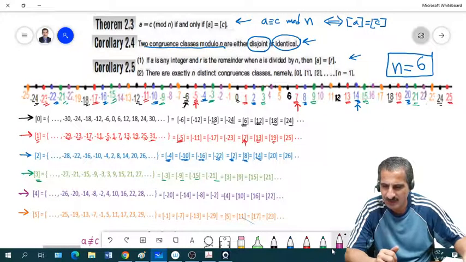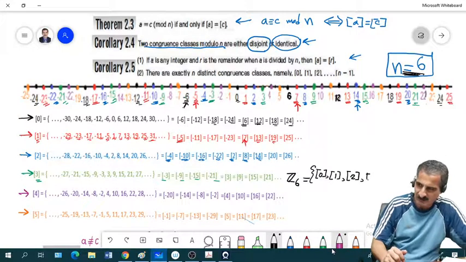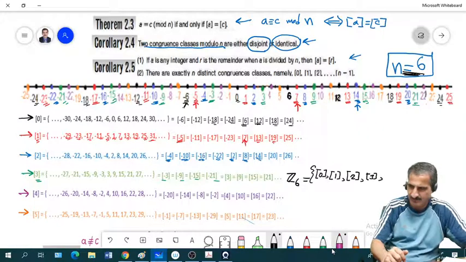And before I move, because we are working with n equals 6, I will just introduce some notation. I will write Z sub 6 to be the set that consists of all of these congruence classes. So okay, I do this. So the set that consists of all the congruence classes modulo 6.